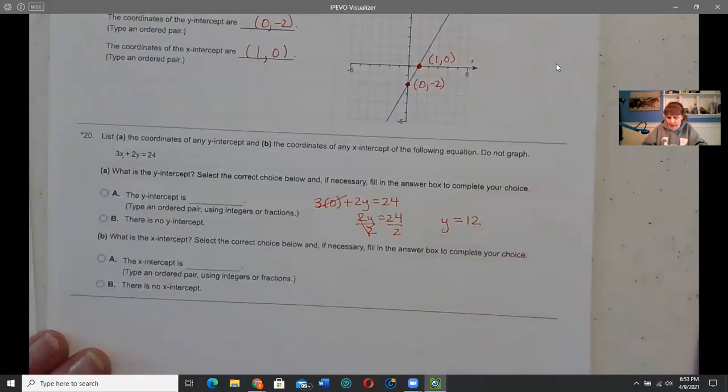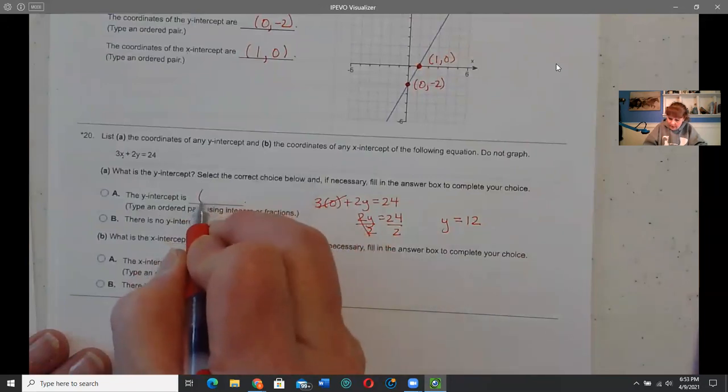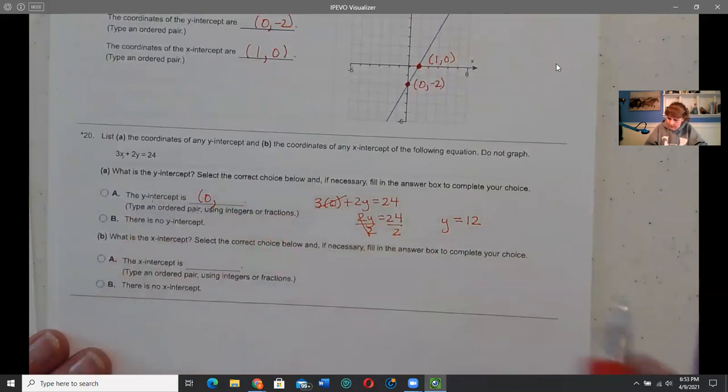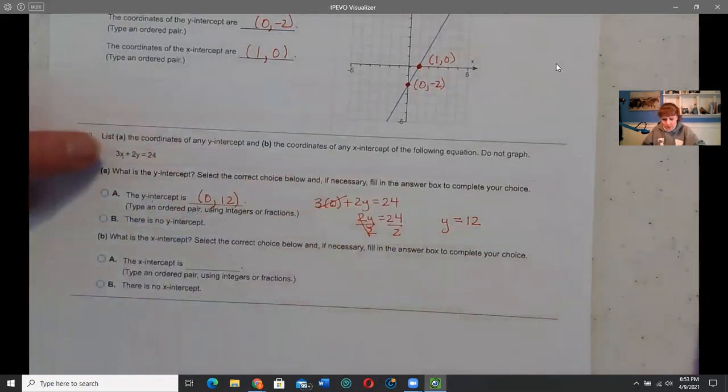But they want that written as an ordered pair. Well, we know that the x is 0. That's what we made the x, 0, to find the y-intercept. So it's 0, 12. Some of you can probably even look at that, so you don't have to go through this whole process. You just know, okay, to find the y-intercept, x is gone. You divide by 2, and you get 12.